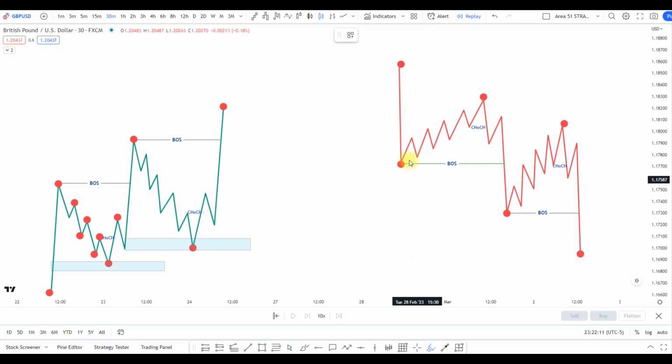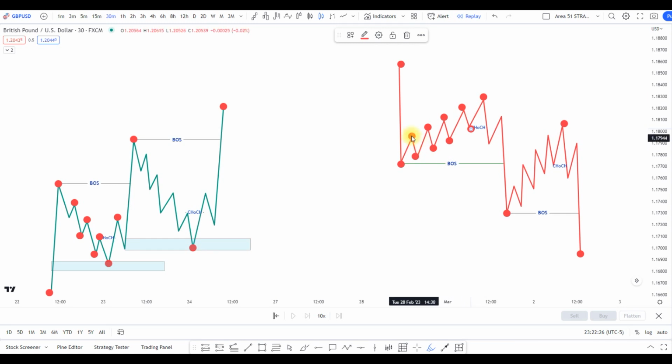So when you look at the internal, we have high, low, lower high, lower low, then higher high, higher low, higher high, higher low, higher high, higher low, higher high.